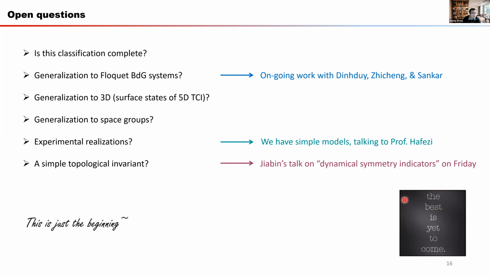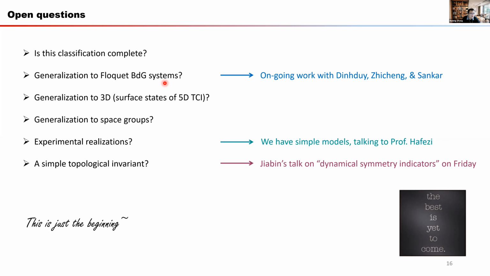So just to wrap up, there are some interesting questions that are still open even within our framework. The first question is, of course, we have a systematic way to classify all these FHOTIs, but it's not clear to us whether this classification is complete. Okay, so it's possible that we might miss something that is beyond the framework or within our classification procedure. And there is also ongoing work with Dingyu, Zhang, and Shankar, which we hope to generalize this idea to a Floquet BDG system that has this anomalous higher-order topology. Basically it means for a 2D system, you can have these Majorana corner modes at both 0 energy and pi energy.